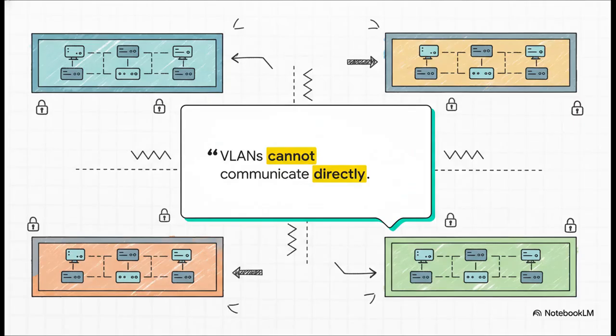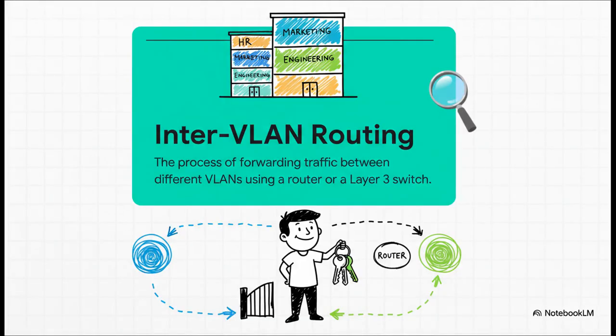And this right here is the fundamental rule of VLANs. By their very design, they are completely separate. A message sent out in the finance VLAN is never, ever heard inside the HR VLAN. We've built these incredibly secure digital floors, but we kind of forgot to install any stairs or an elevator between them. The solution? It's called inter-VLAN routing.